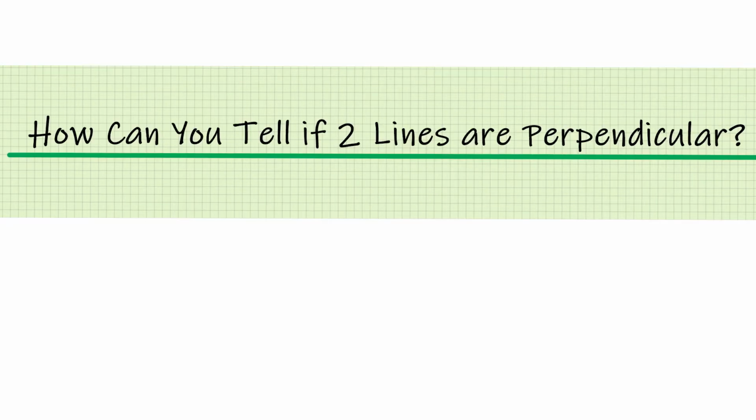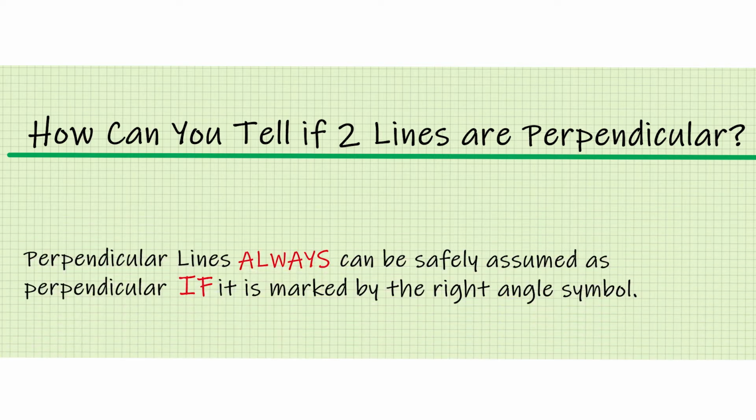So another question is, how can you tell if 2 lines are perpendicular? Lines can be safely assumed to be perpendicular if they are marked by the right angle symbol. And that's extremely important. I cannot stress enough how important that is, because if you just assume 2 lines are perpendicular and they're actually not, that will throw off the whole thing, and that's just sad. So make sure to always check if there is the little box, and that's how you know they are perpendicular.